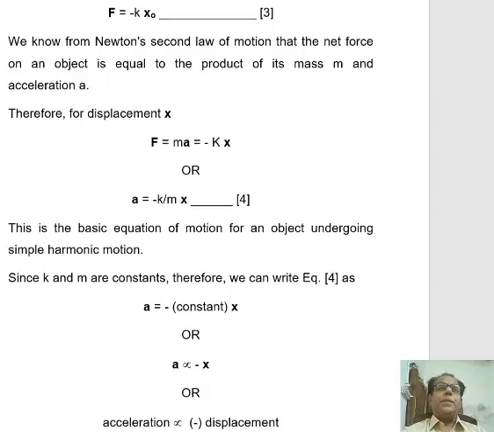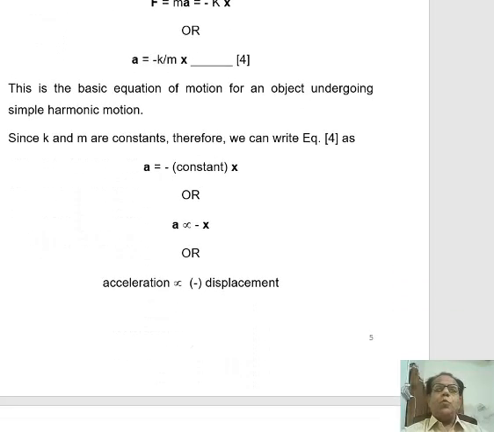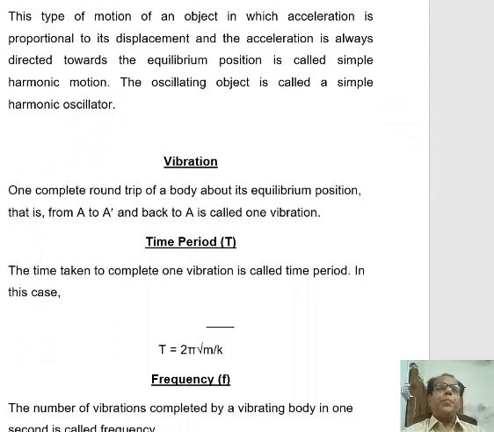Entire contents being shown in a single display. F equal to minus kx, equation 3. A equal to minus k over m x, equation 4. A is directly proportional to minus x, and acceleration is directly proportional to minus displacement. Now we move on to the next page, that is page number 6.